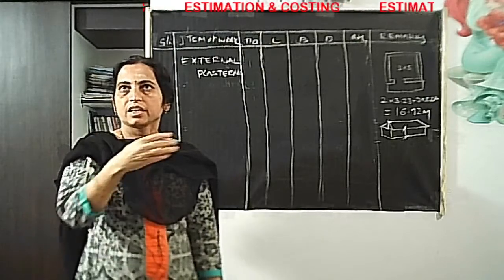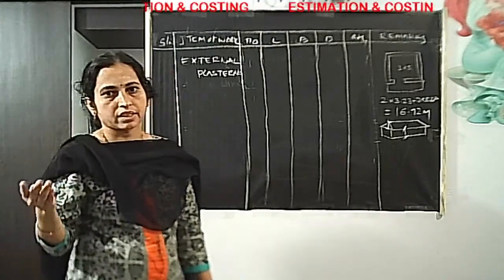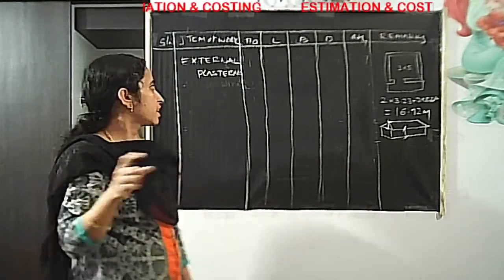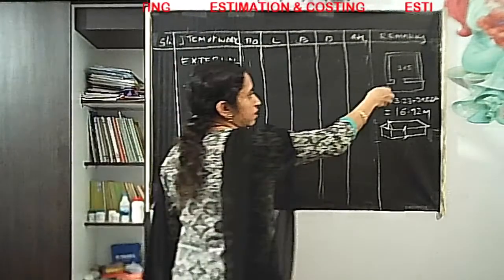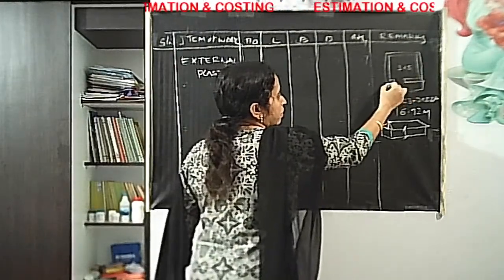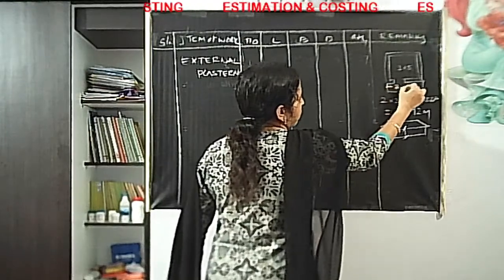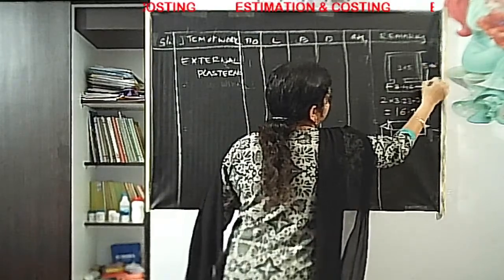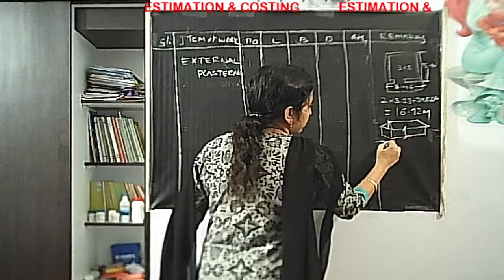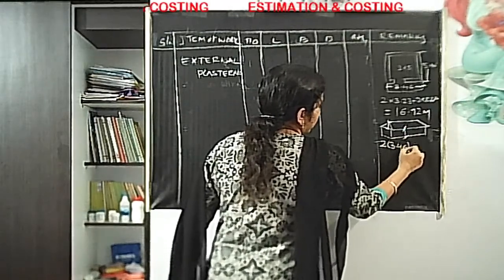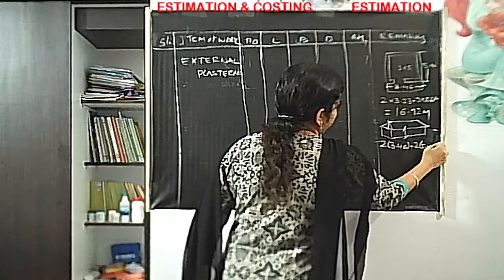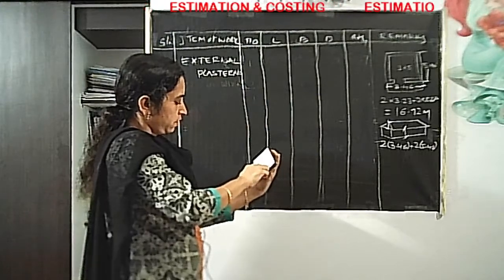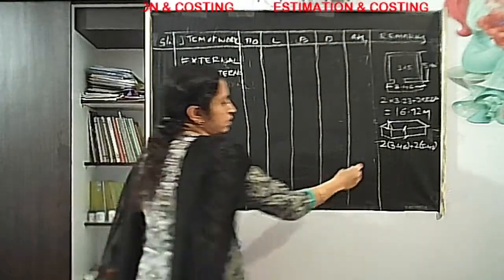External plastering is when you have an exterior wall and you want to plaster it. So, you are supposed to know the length of the external wall to calculate the external plastering. We have a building here which measures 3 by 5. As I said, this is 3.46 and this is 5.46. So, when I add up 2 into 3.46 plus 2 into 5.46, that will be equal to 17.84.